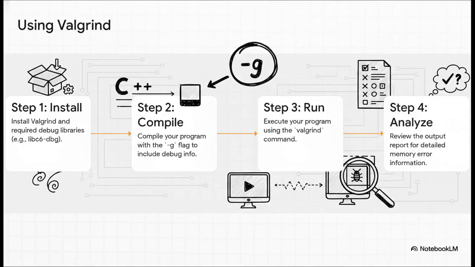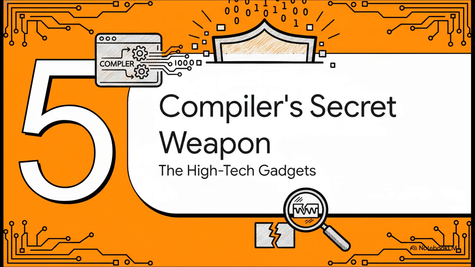And using it is actually pretty straightforward. First, you install it, then, and this is important, you compile your program with the -g flag, which tells it to include a bunch of useful debug info. Then you just run your program through the Valgrind command. It sits in the background, watches everything your program does, and spits out a detailed report if it catches any memory errors. So we've covered the classic methods, the tried and true stuff.